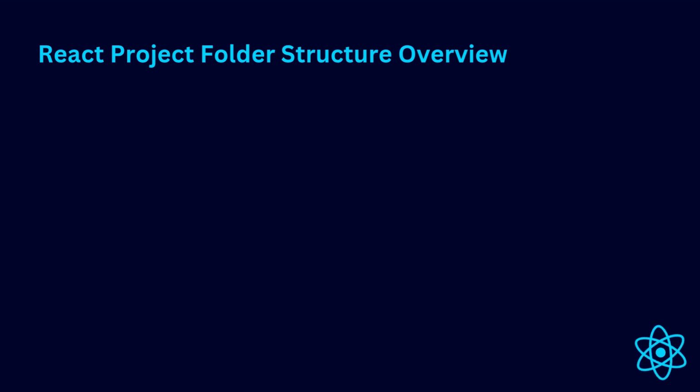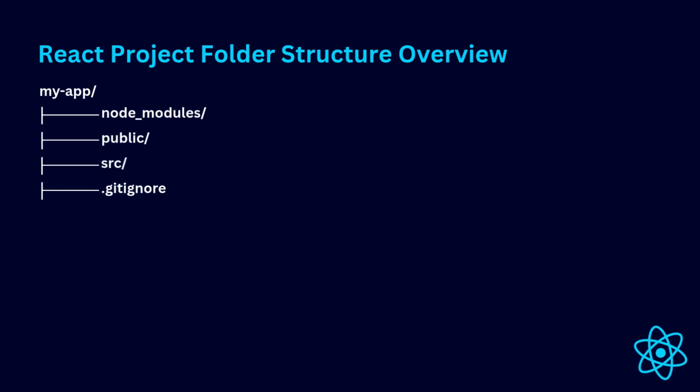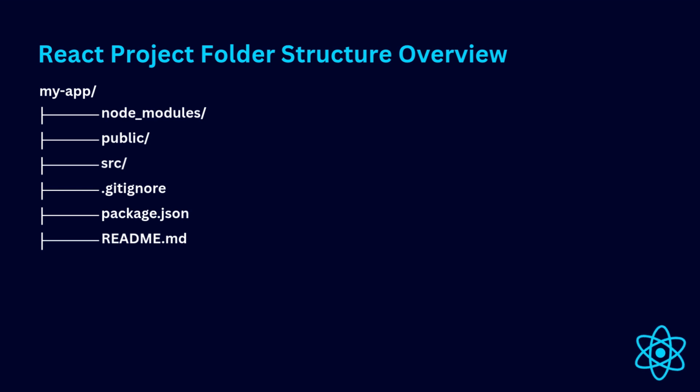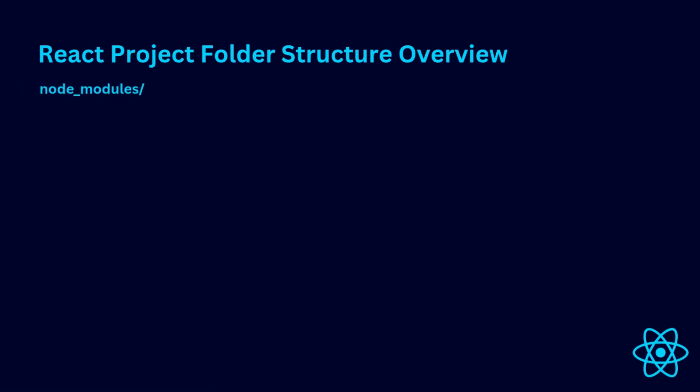Right after you create a new app using Create React App: my-app, node_modules, public, src, .gitignore, package.json, README.md. Let's break it down. First, the node_modules folder. This is where all your app's dependencies live. When you install packages using npm, they get stored here. You never need to edit anything inside this folder. In fact, most developers ignore it completely, and so does Git, thanks to .gitignore.